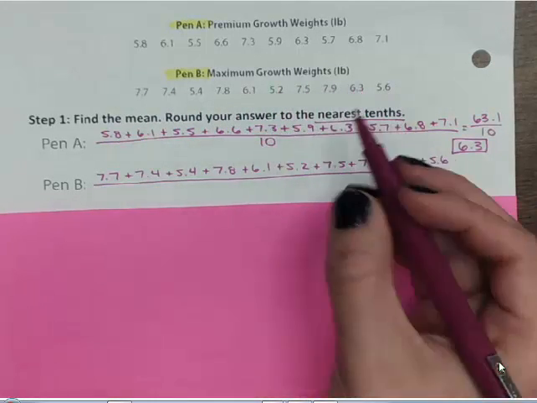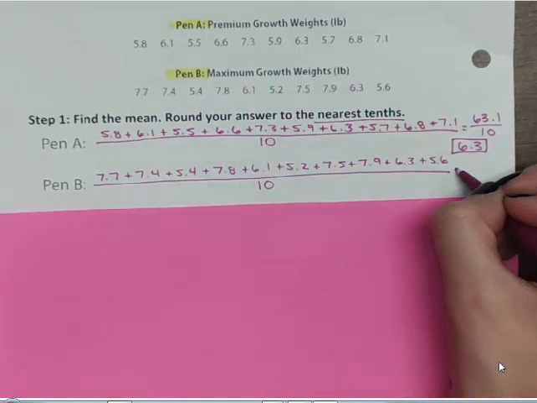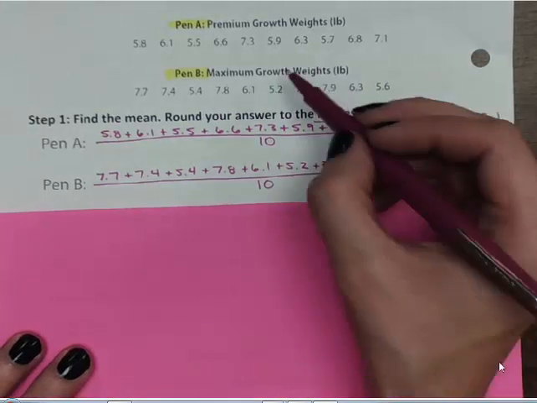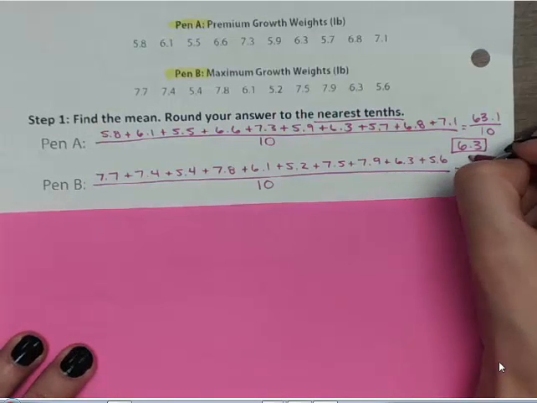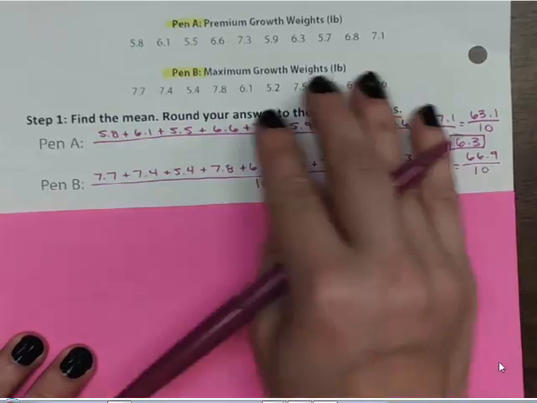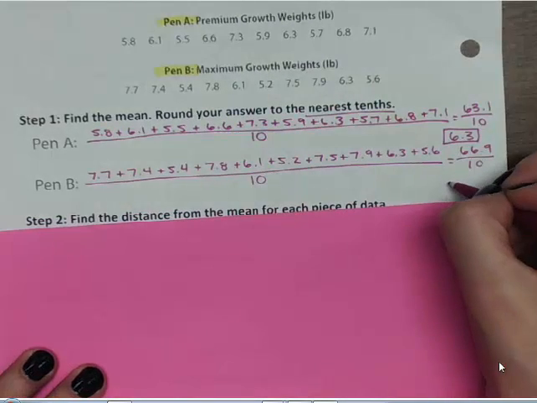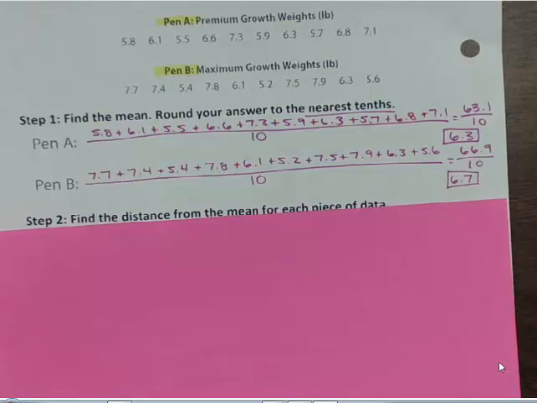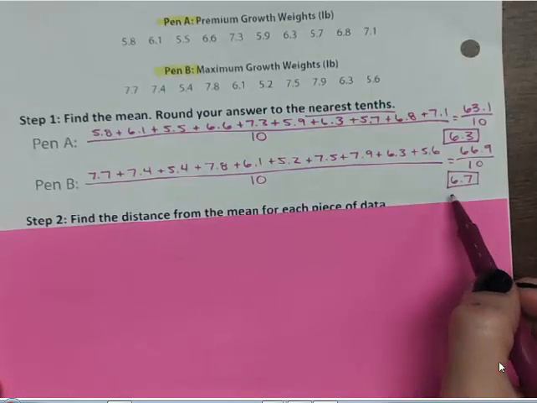I'm going to divide all that by 10. I'm going to use my calculator and add up all the weights of the chicken, or my data. I'm going to get 66.9. I have to divide that by 10. I end up getting 6.69, so I'm going to round to the nearest tenth, which is 6.7. So the average for pen B is going to be 6.7.